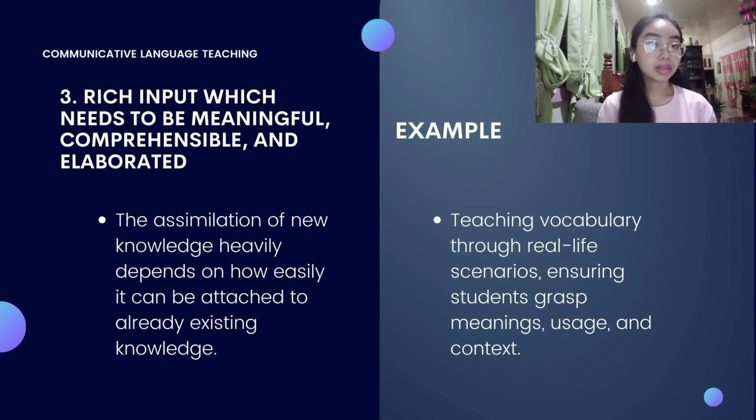Moving on to the third principle, rich input, which needs to be meaningful, comprehensible, and elaborated. The assimilation of new knowledge heavily depends on how easily it can be attached to already existing knowledge. For example, teaching vocabulary through real-life scenarios, ensuring students grasp meanings, usage, and context. So it is also important for the teacher to expose the learners to input that is relatable to the existing knowledge of these learners. Because again, an input will not be meaningful unless it is comprehensible.